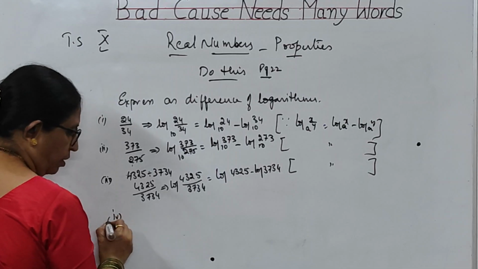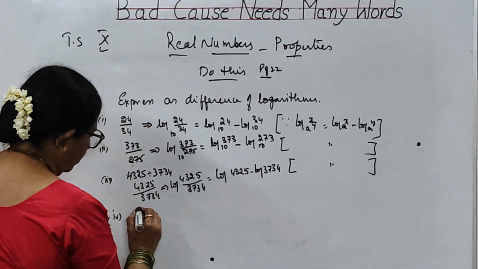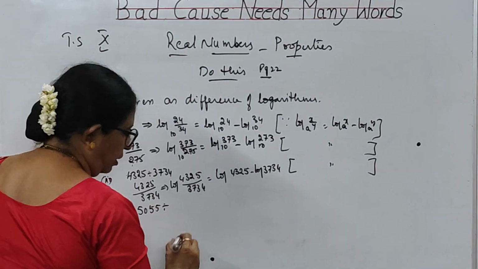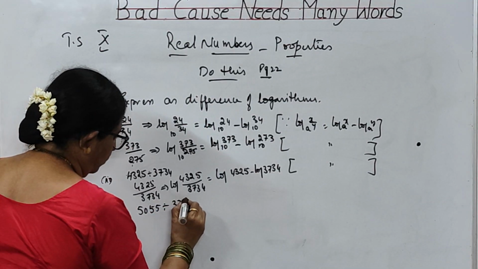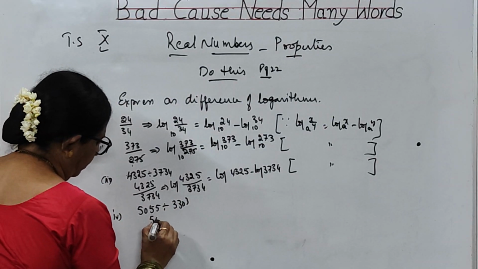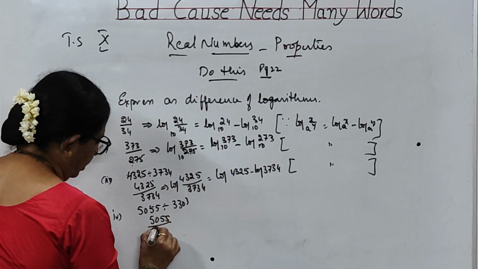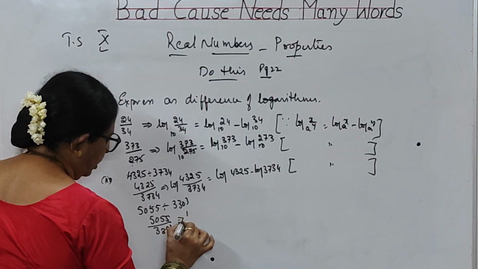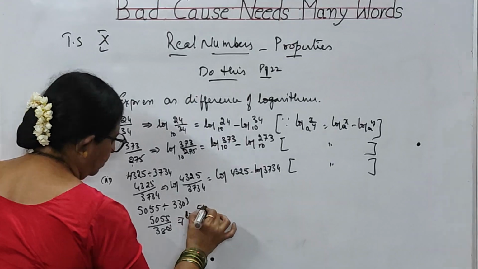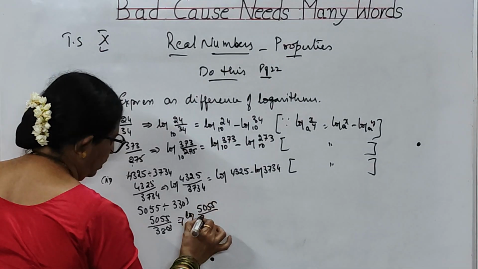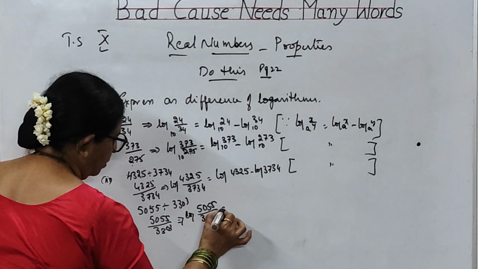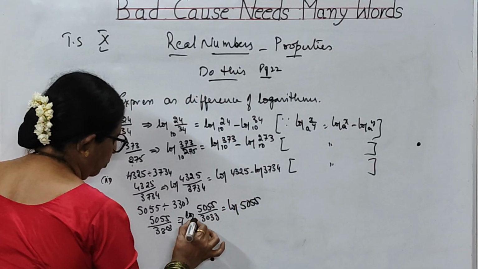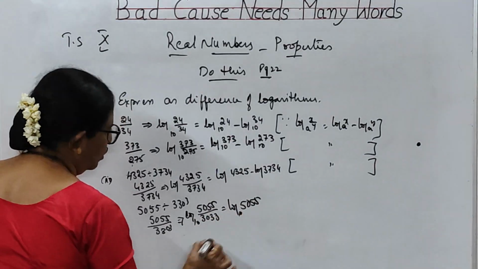Now, fourth bit, 5055 divided by 3303. You can write 5055 by 3303. So this implies log 5055 by 3033. This means log 5055 to the base 10. These are all to the base 10.